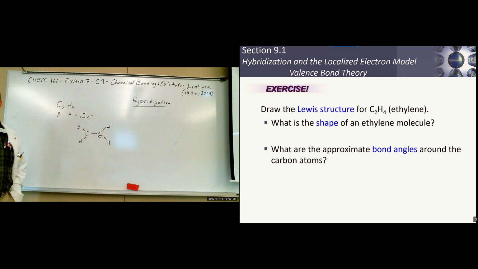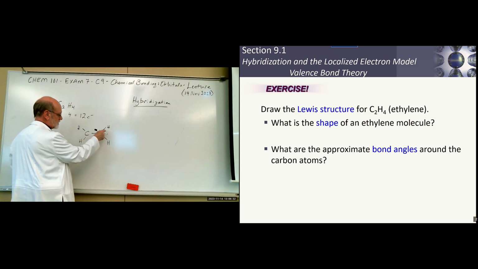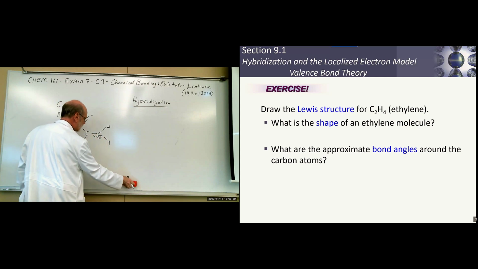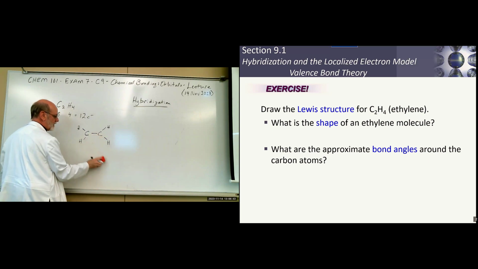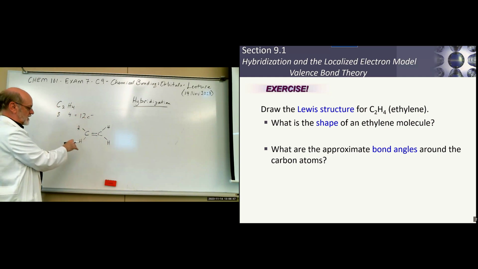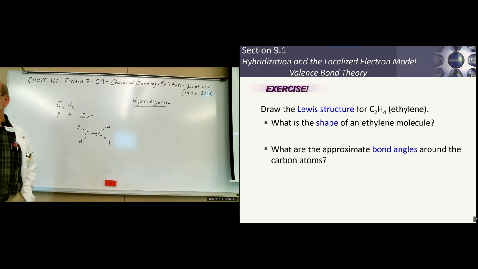Now we want to make the octet for the carbons. 2, 4, 6, 2, 4, 6, 8. So if we take that pair and put it right here, now we've got a double bond between the carbons. And we still have 12 electrons. Okay, so this is our Lewis structure for ethylene.